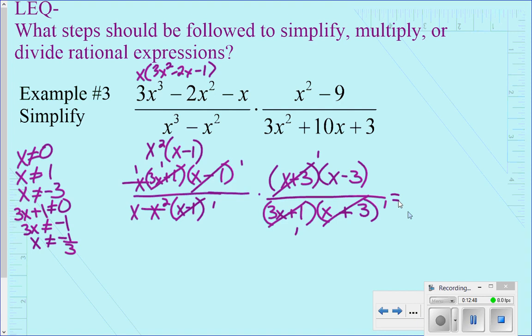So now I'm ready to multiply straight across. 1 times 1 times 1 times 1 times x minus 3 is x minus 3.